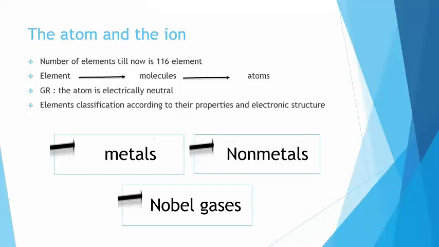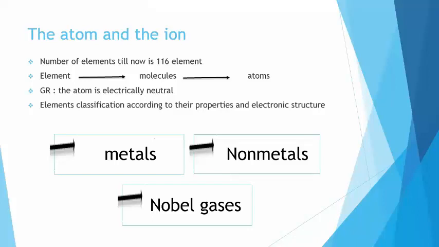So there is a very simple question. Give reason: the atom is electrically neutral. Because the atom contains protons with positive charge, and their number is equal to the number of electrons which revolve around the nucleus with negative charge. So the atom is electrically neutral.